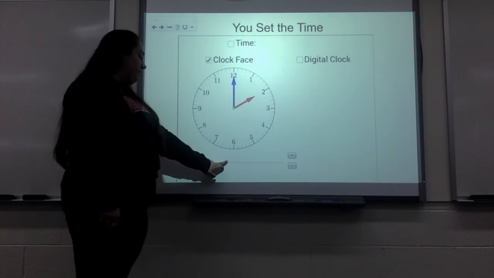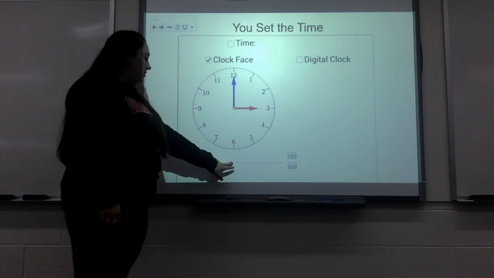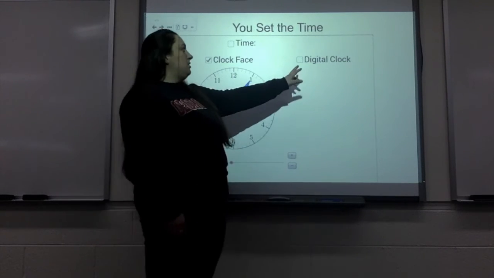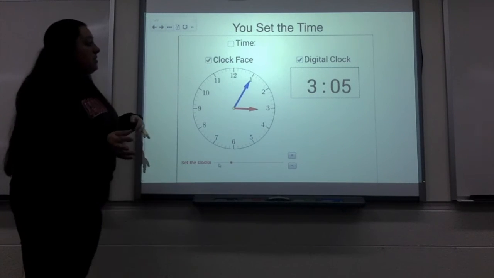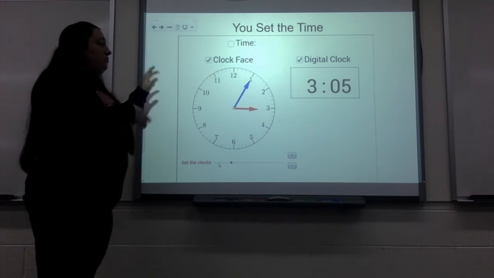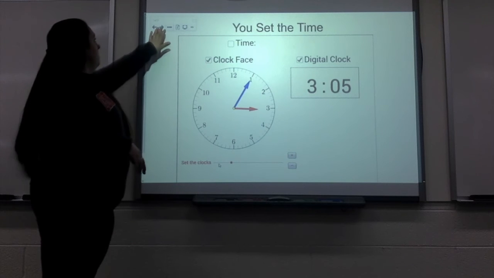So then we can have kids come up, they can change it a little more, make it something a little bit harder. See on the digital clock that it's 3:05. So that allows us to put the GeoGebra into our SMART lesson.